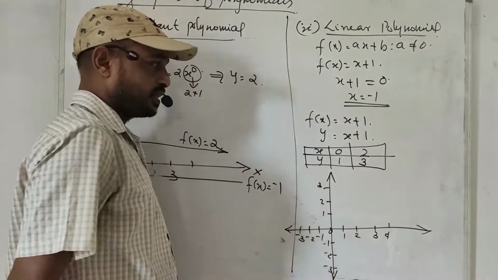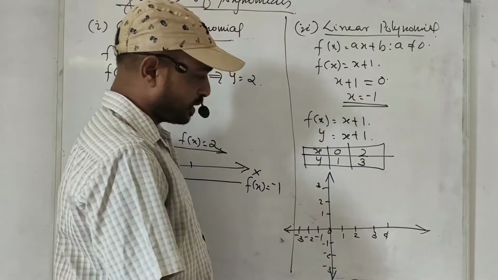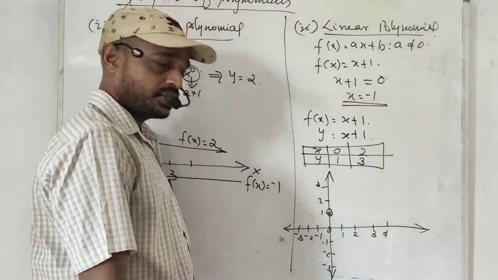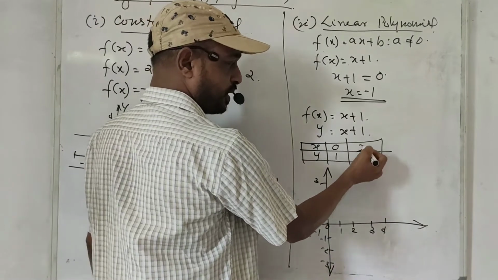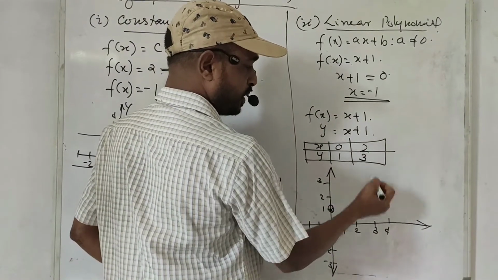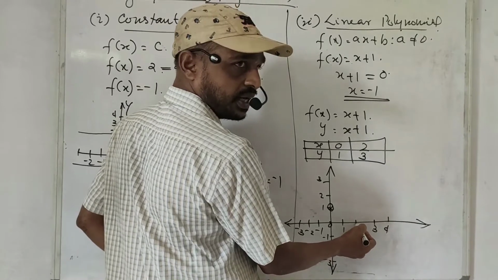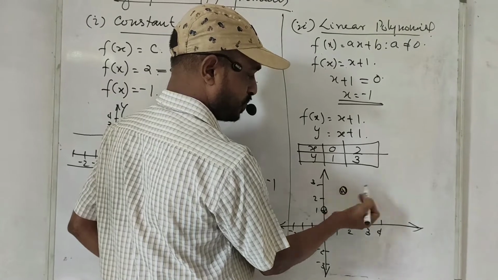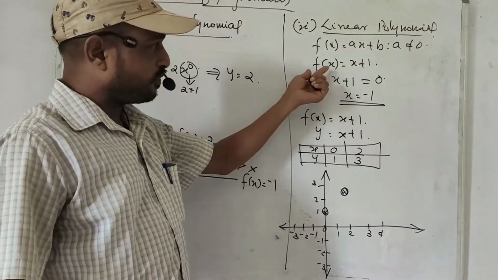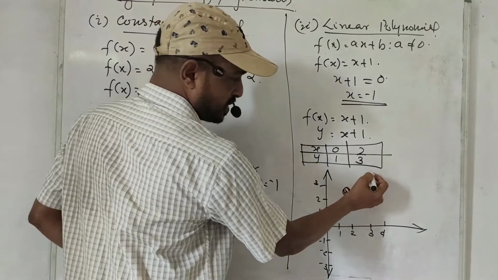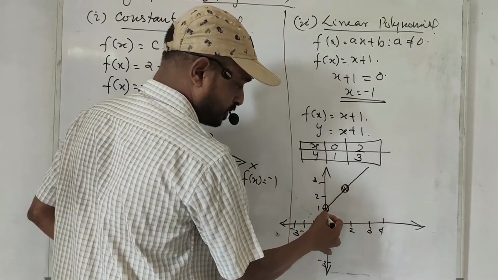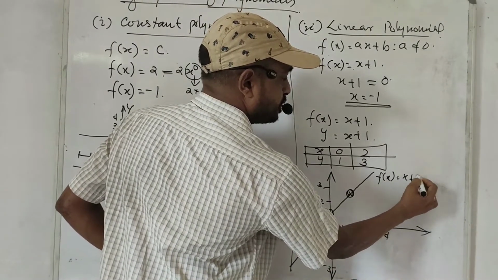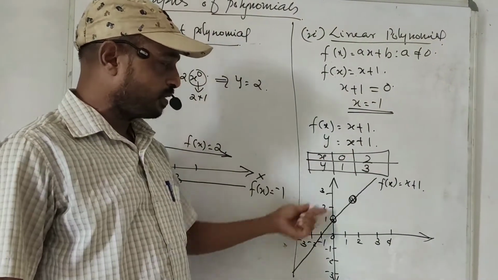Now let us plot these 2 points. 0, 1. How will you plot the point 0, 1? Corresponding to 0, you will have to mark 1. So this is the point 0, 1. How do you mark 2, 3? Next point is 2, 3. Corresponding to the x coordinate 2, you will have to mark 3. So this is the point 2, 3. So the graph of f of x is equal to x plus 1 will be a straight line joining these 2 points. This is the graph of f of x is equal to x plus 1.